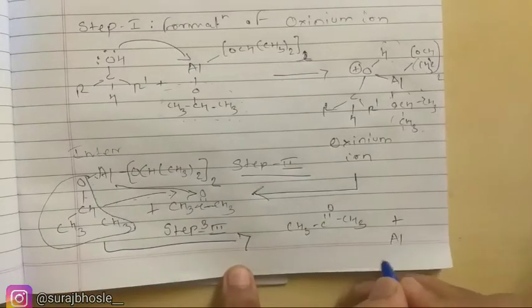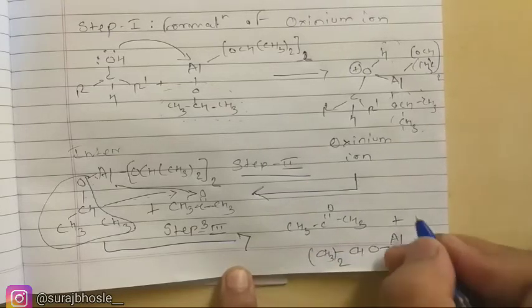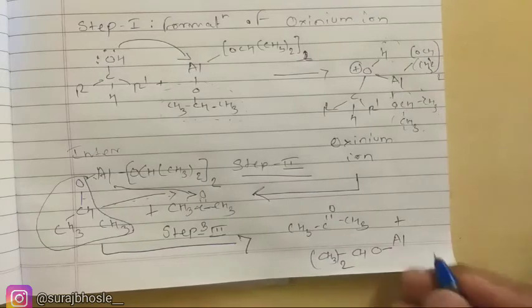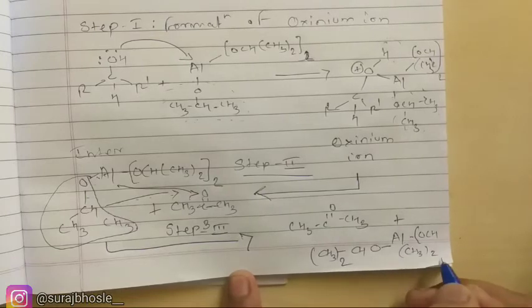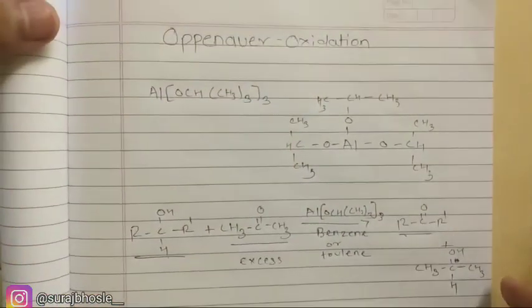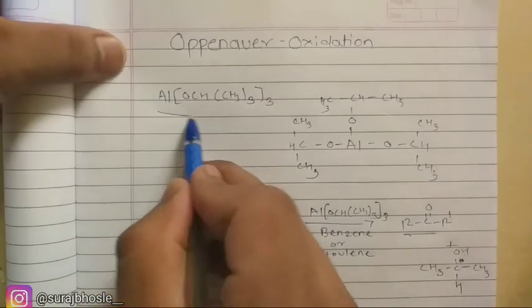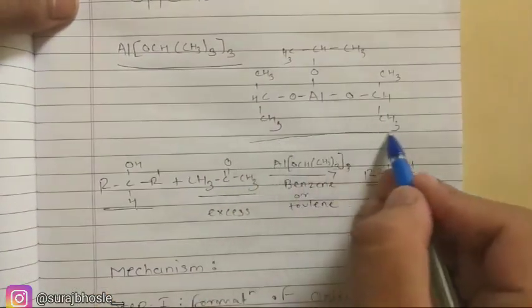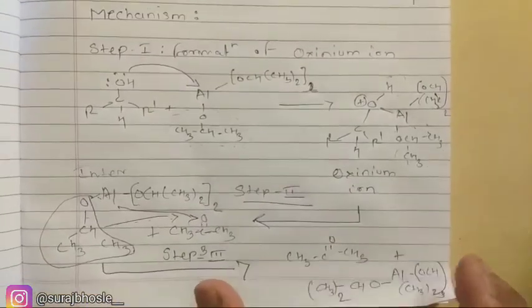Al, O, CH3 twice, plus, simply on the upper side OCH3 twice, this is thrice. So this was all about the mechanism of the Oppenauer oxidation reaction. We will revise it again. We have seen that this is the aluminum isopropoxide, then this is the structure of the aluminum isopropoxide, and this is the typical reaction of the Oppenauer oxidation reaction. So this was all about the Oppenauer oxidation reaction mechanism.